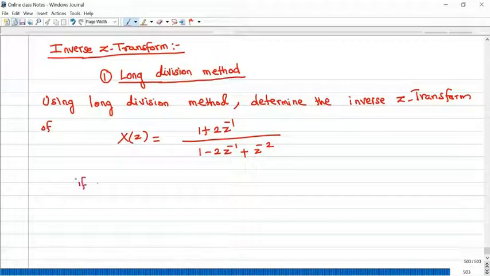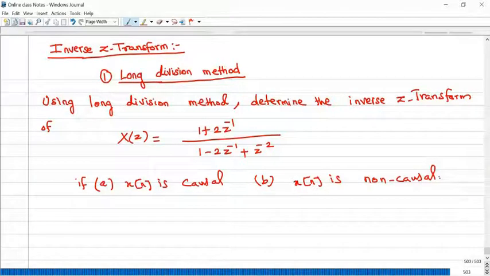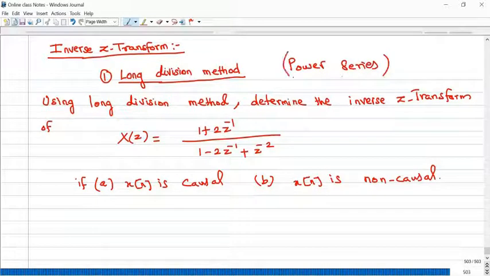And the given conditions: first one, if x of n is a causal signal. Second condition, x of n is a non-causal signal. Long division method, or another name for this method, is power series method. Both are the same.